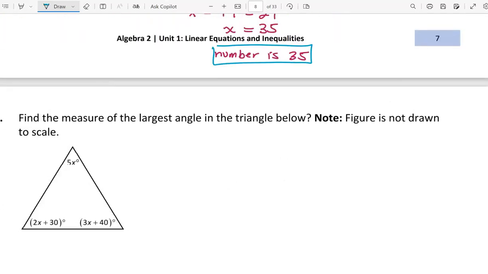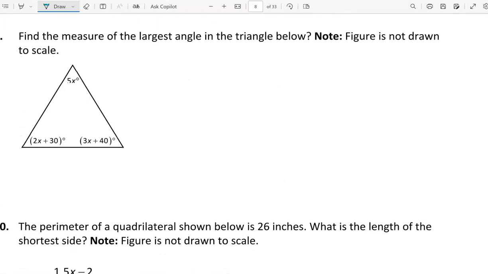All right, let's check out this one. Find the measure of the largest angle in the triangle below. Note this figure is not drawn to scale. So what we know about angles in a triangle is that each of the angles has to add up to 180 degrees, or all three angles, I should say, have to add up to 180 degrees.